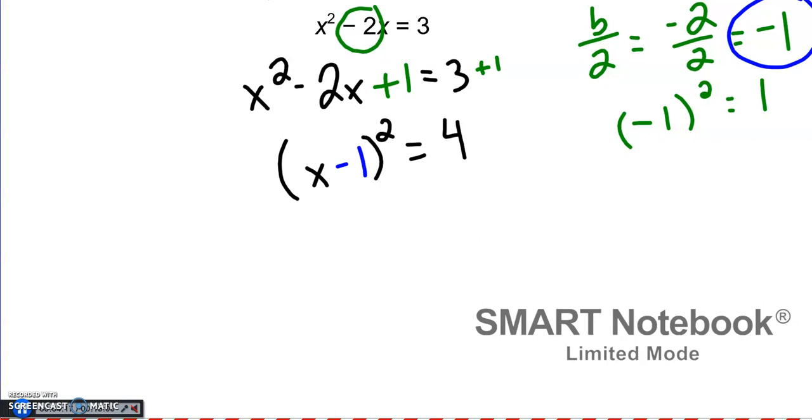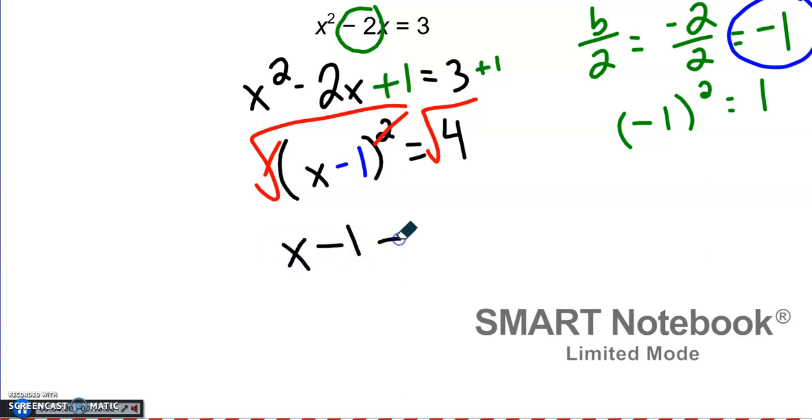In order to get that x minus 1 all by itself, we have to take the inverse of squaring, which is taking the square root of both sides, so it cancels out with the squaring operation. So we get x minus 1 is equal to now plus or minus the square root of 4. We can simplify the square root of 4 to be 2.